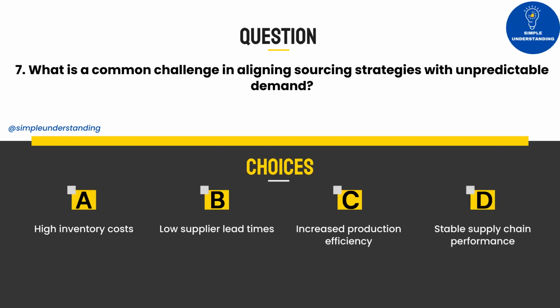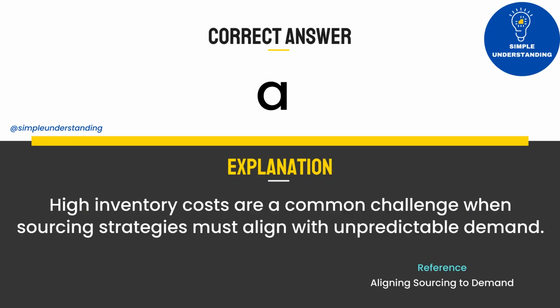7. What is a common challenge in aligning sourcing strategies with unpredictable demand? A. High inventory costs. B. Low supplier lead times. C. Increased production efficiency. D. Stable supply chain performance. Correct answer, A. Explanation. High inventory costs are a common challenge when sourcing strategies must align with unpredictable demand.